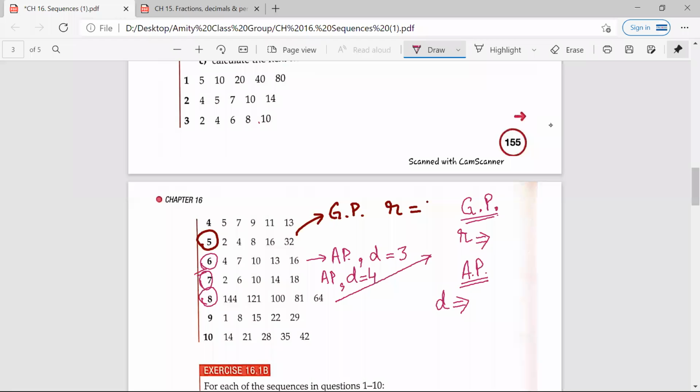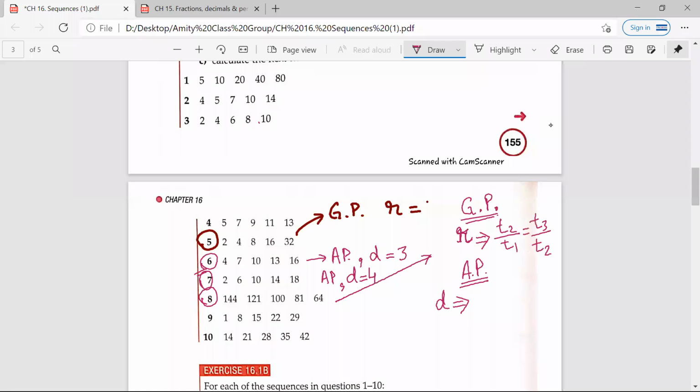If it's a GP, right? Shabash. So if it's a GP, then T2 upon T1 is equal to T3 upon T2, which is equal to T4 upon T3. Shabash. So let us try to see whether this is true or not.